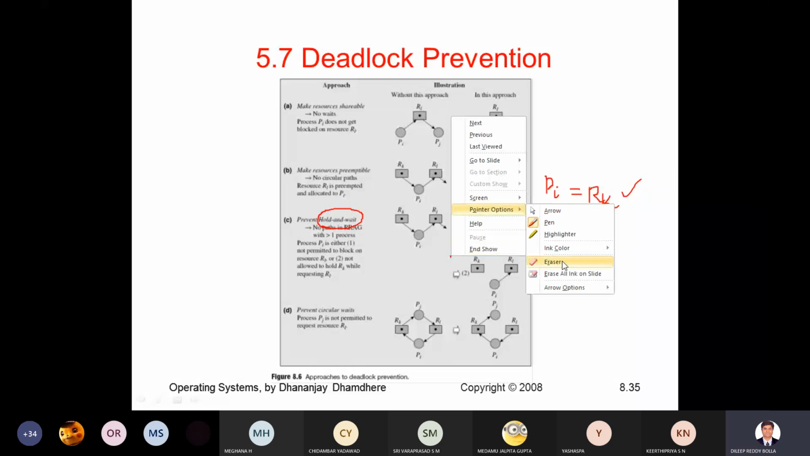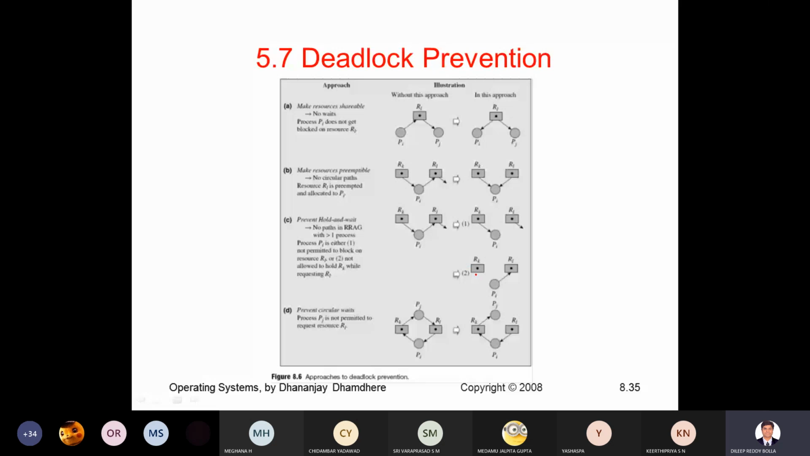Or the other way to do it is what? Don't allow the resource RK to request PI. Allow the process PI to request RL. That's what you check in the second condition here. Process PI is either not permitted to block on a resource. This is the first condition, which is what we told. And look at the second condition: they are not allowed to hold while requesting RI. So this is your second condition. Either you do this or you do this.